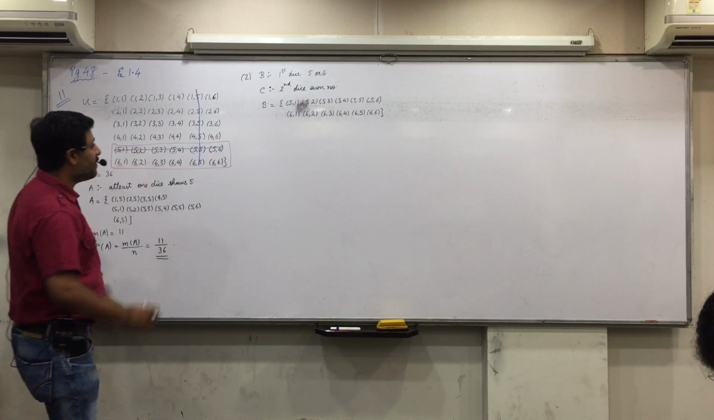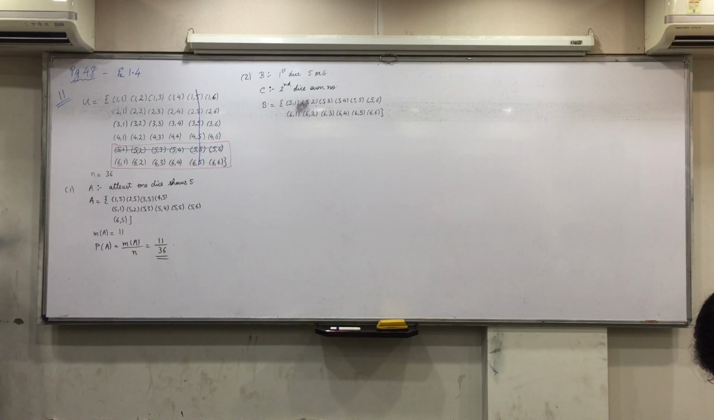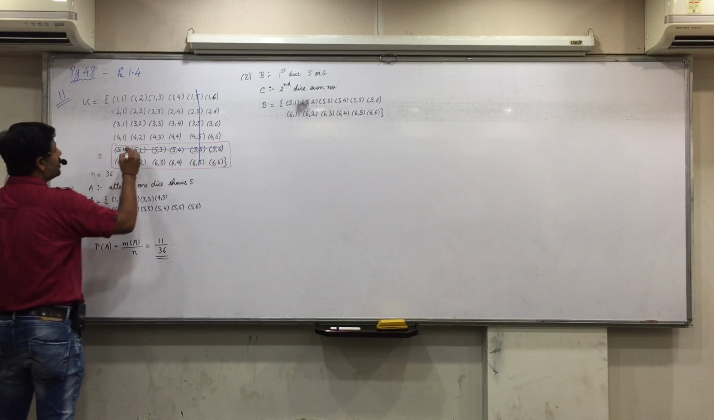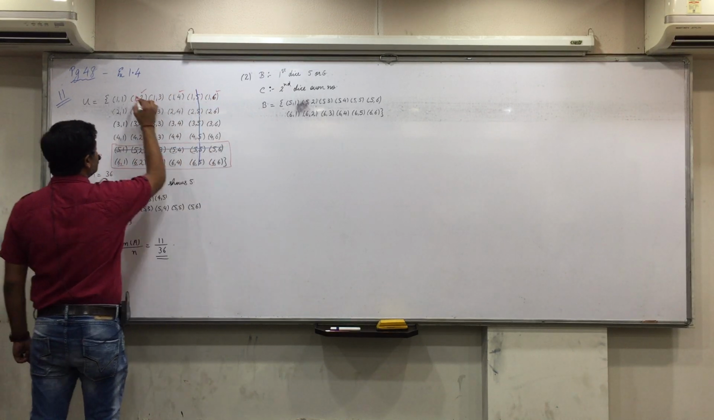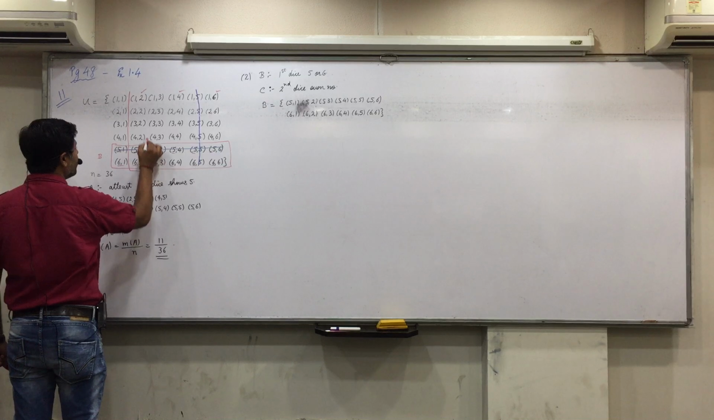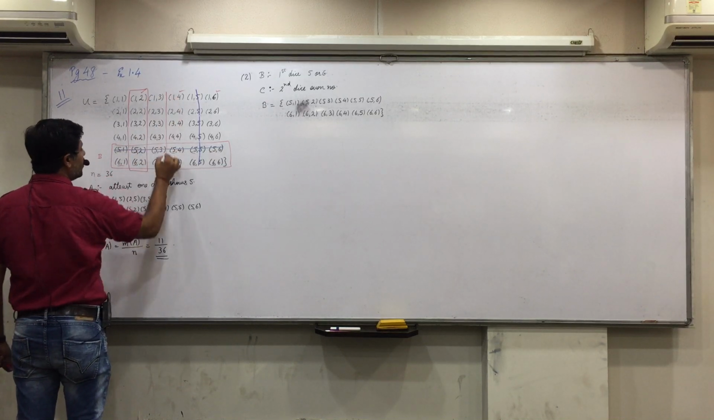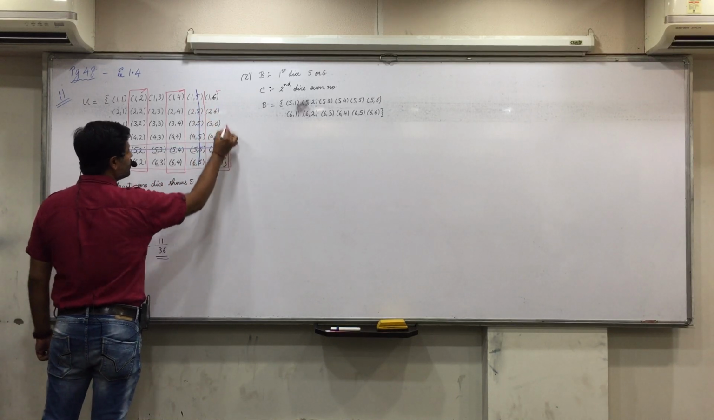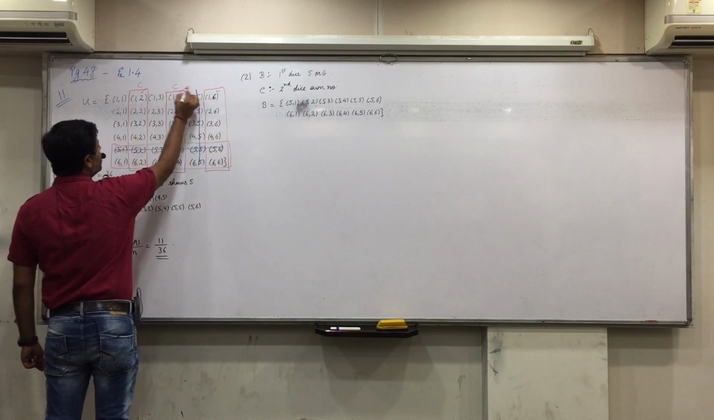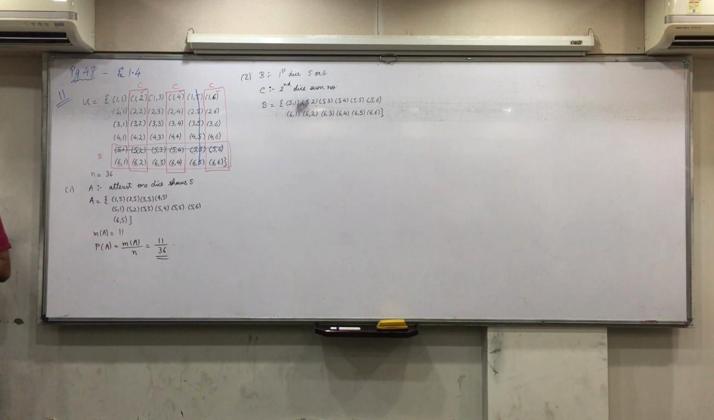Okay. Same way, what is C we have defined? Second dice shows even number. Can you tell me where do you find second dice shows even number? This 2 is even, 4 is even. Means this entire column, and this entire column. This is event C. Any doubt with this?